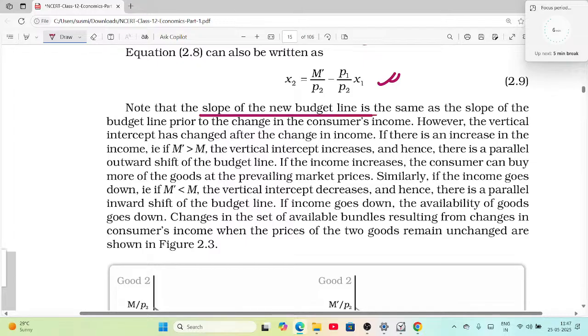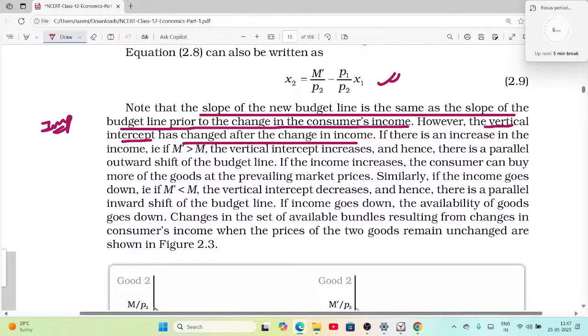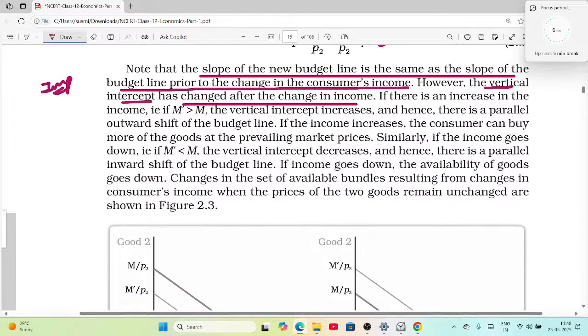The slope of the new budget line is the same as the slope of the budget line prior to the change in the consumer's income. This is important. However, the vertical intercept has changed after the change in income. With an increase in income, the vertical intercept increases and hence there is a parallel outward shift in the budget line.